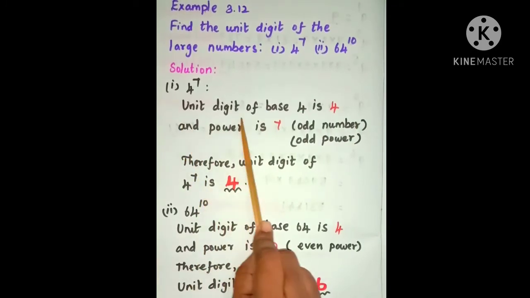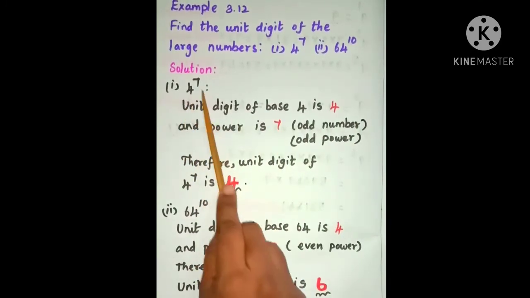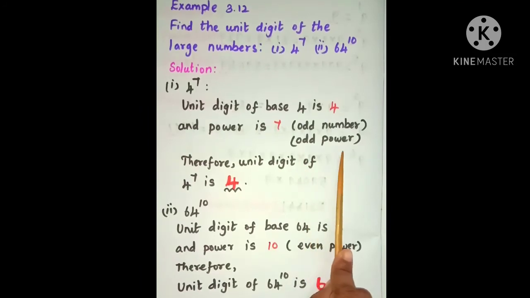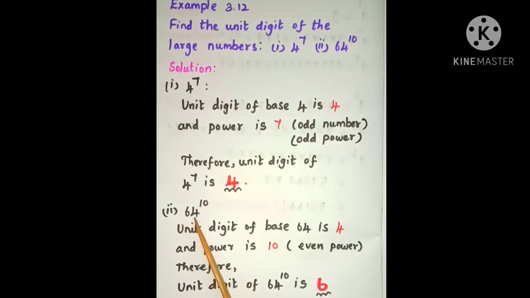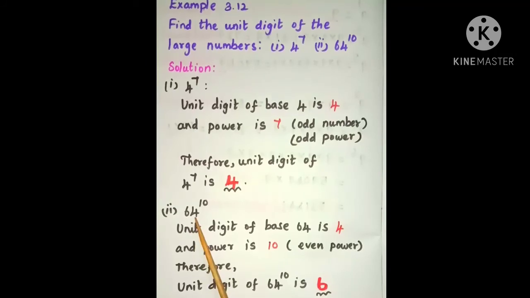So write down: unit digit of the base is 4 and power is 7, which is an odd power. Therefore the unit digit of 4 power 7 is 4. And here 64 is the base and 4 is the unit digit of the base, the first place of the number. 64 has unit digit 4 and power is 10, which is an even power. Therefore for the even power, for the base 4, the unit digit will be 6.